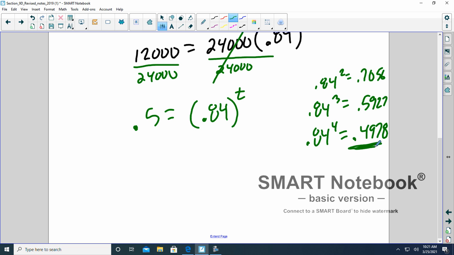So do you see how I kind of went through it and I was guesstimating? So I would say that t is about 4 years. So in about 4 years, our car is worth half the value it originally had been worth when we purchased it. Okay. Does that happen with cars?